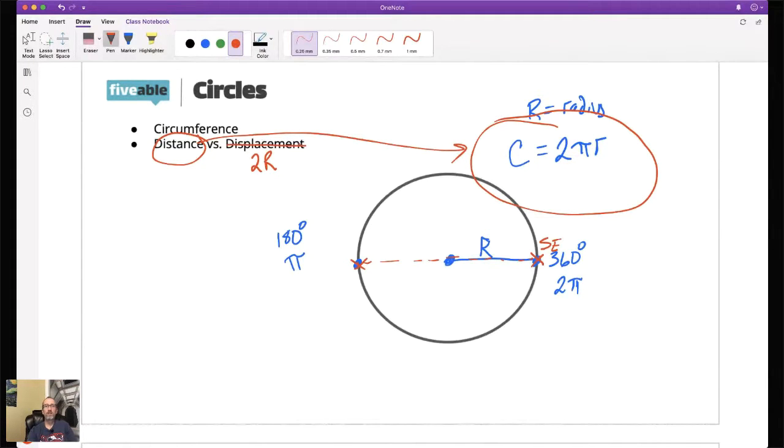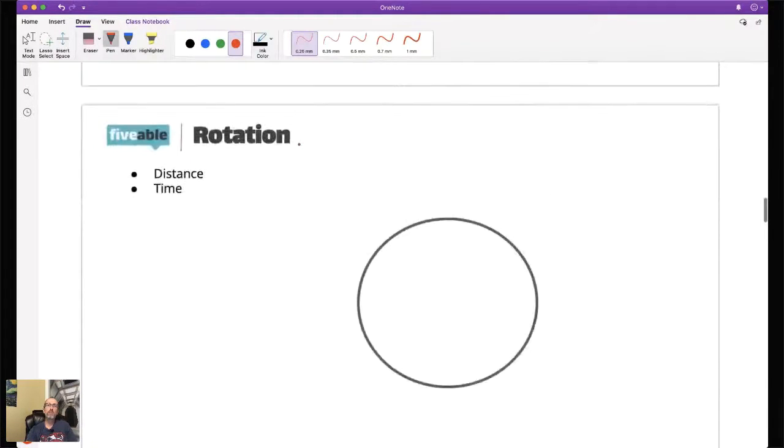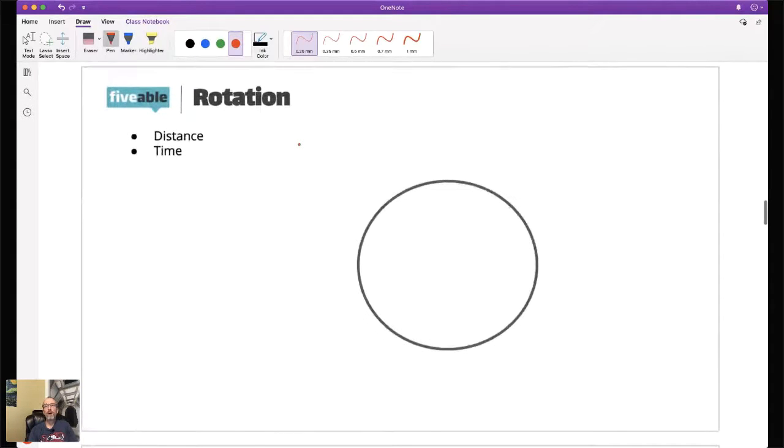Okay, so let's take a look at the next slide. This one is about rotation. So if I go all the way around this, we said that if I make my path and I go all the way around the circle, we know that that is 2 pi r, the circumference. How long does it take to get all the way around? Well, let's say that it takes 10 seconds, and let's say that the radius of this is 5 meters.